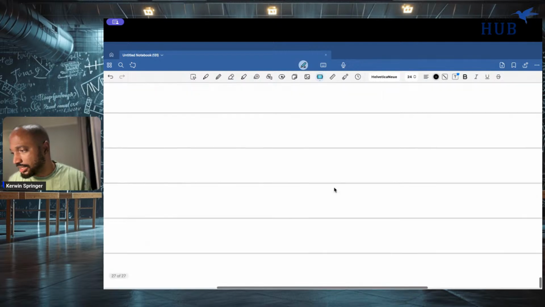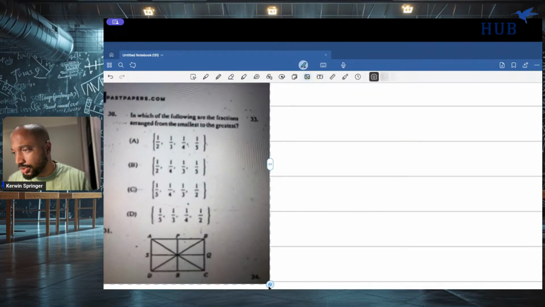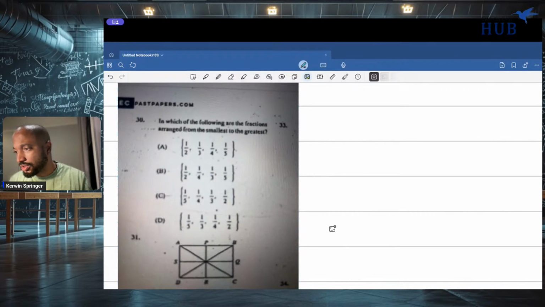Stop with the add link thing now. What are we going on here? Here we go. In which of the following are the fractions arranged from the smallest to the greatest? Well, I would tell you if I could see it, but since I can't see it, we just pretend we never saw that question.